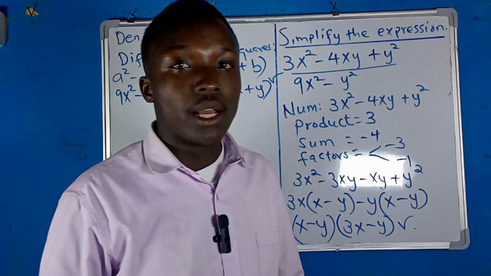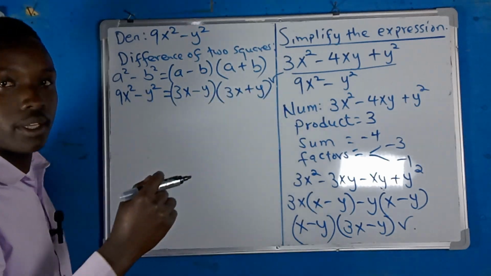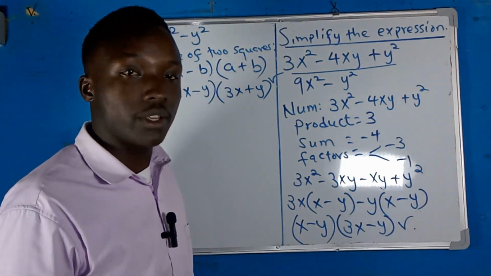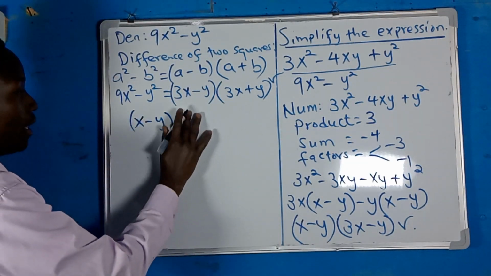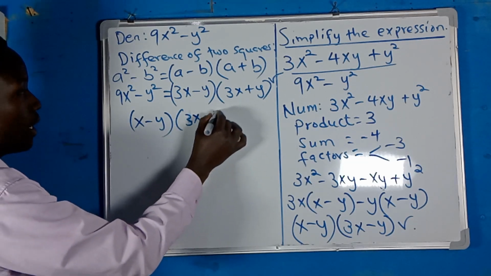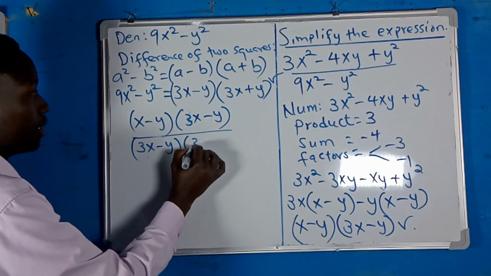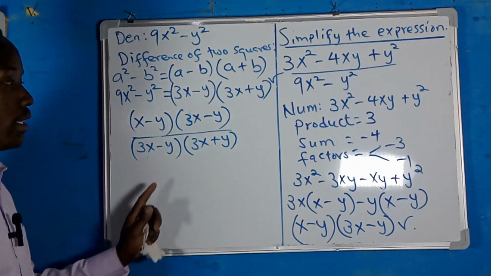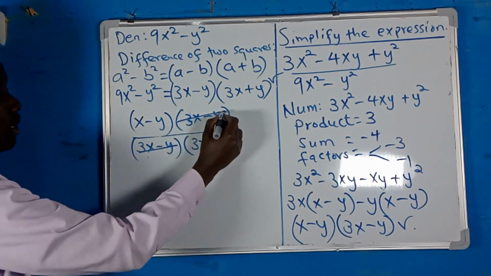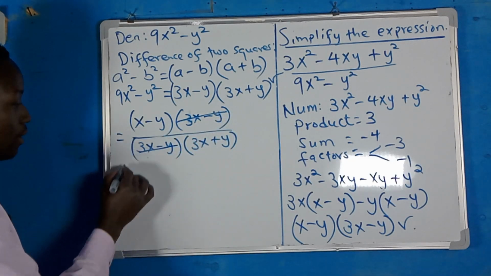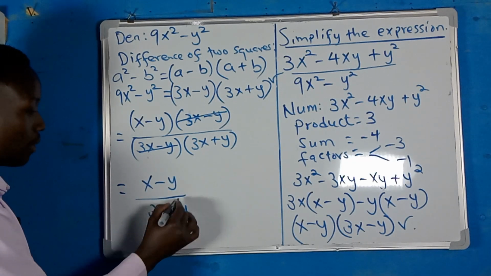As we are proceeding, we have already simplified the numerator, and we have now simplified the denominator. Let us now find our final simplification. We take our numerator, x minus y, times 3x minus y, over 3x minus y times 3x plus y. Having this, we are going to simplify. We have 3x minus y and 3x minus y, which will cancel. Therefore, our final answer will be x minus y over 3x plus y.